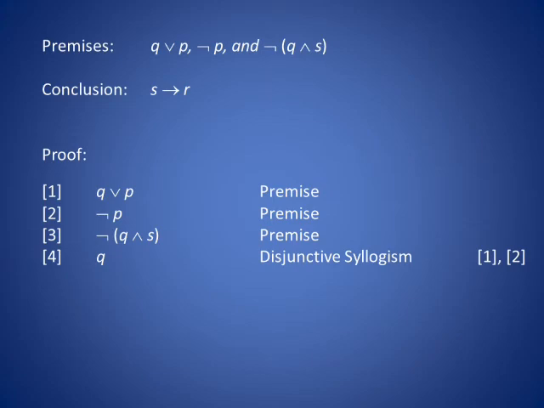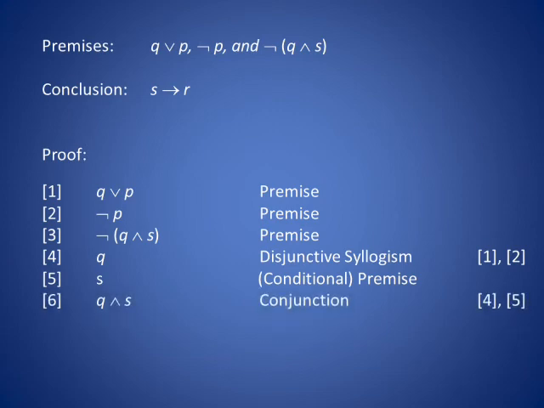Now let's introduce the conditional premise S on line 5. Doing a conjunction of lines 4 and 5, we have Q and S. Now comparing lines 3 and 6, we see that they are the negations of one another. So we do have contradictory premises. Therefore, we are able to conclude anything we want. What we want to conclude is R, so line 7 has the statement R from contradictory premises applied to lines 3 and 6. Let's remember, we have not proved R from the original premises.